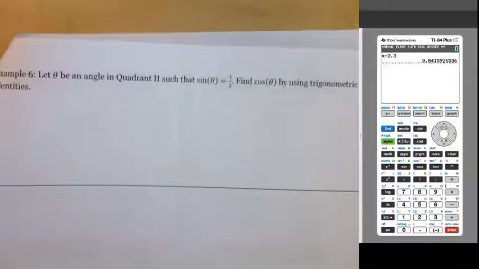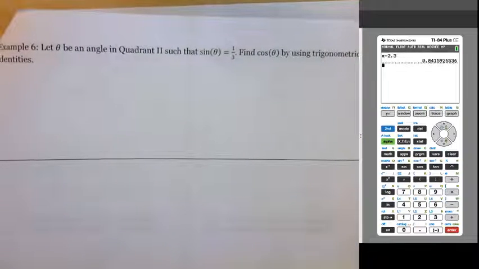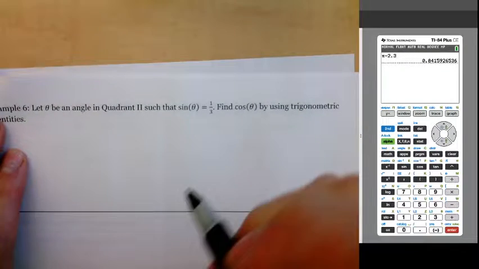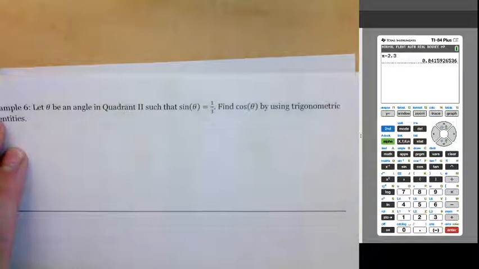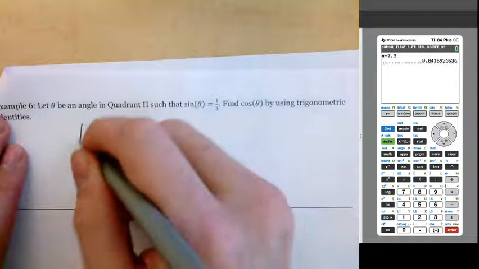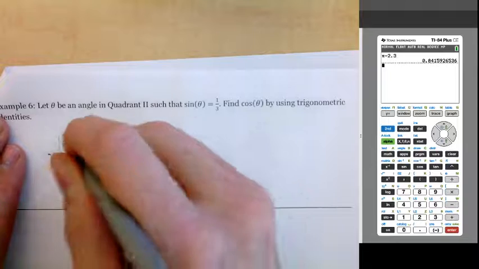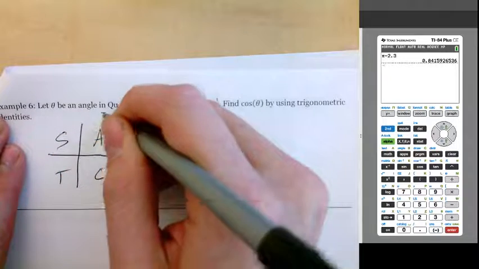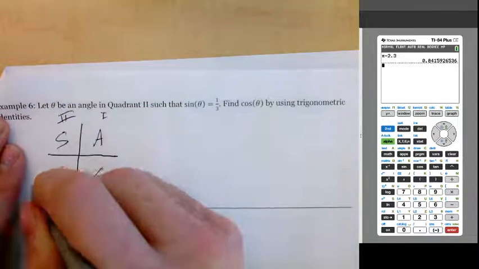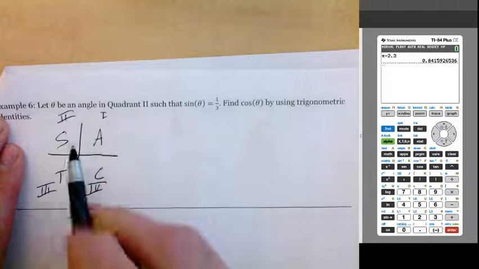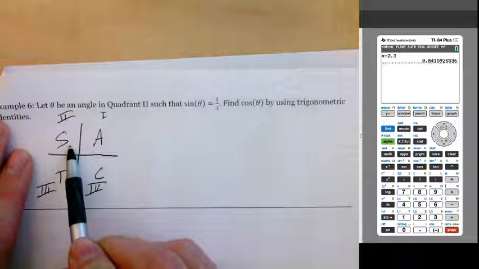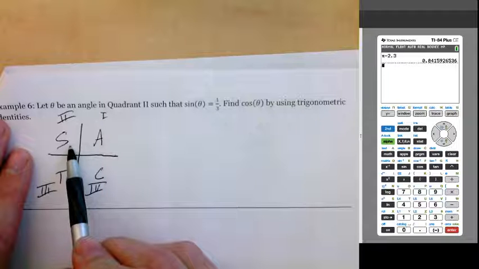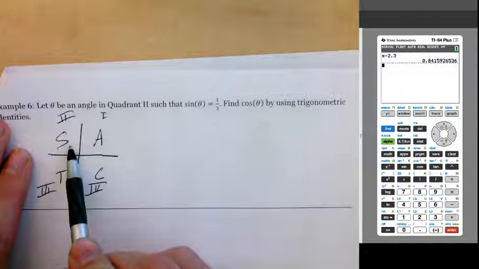Almost done. One more example. Let theta be an angle in quadrant 2 such that sine of theta equals 1/3. Find cosine of theta by using trigonometric identities. Okay, so we have to use identities here. Now, if you recall, quadrant 2, all students take calculus. This is 1, 2, 3, and 4. So the only function positive in quadrant 2 is sine. So I know cosine, my answer, has to be negative because I'm in the second quadrant.